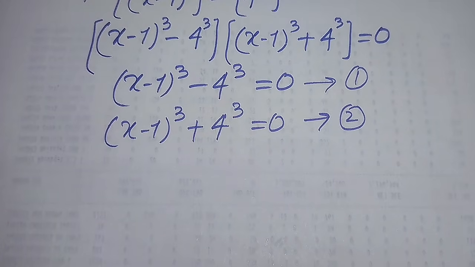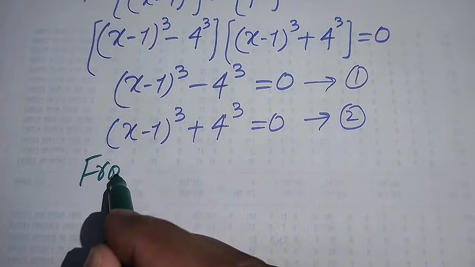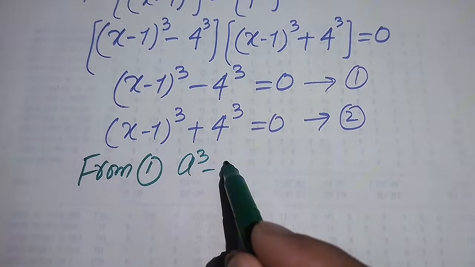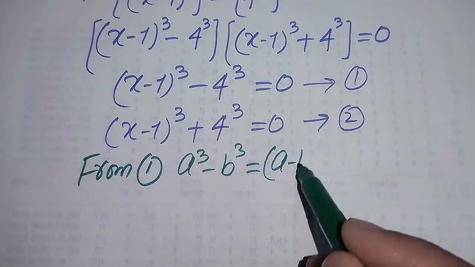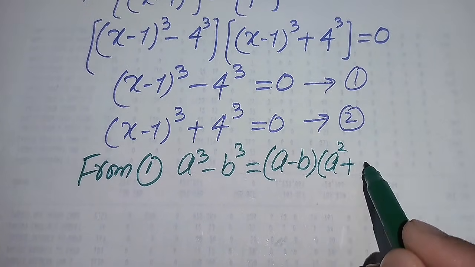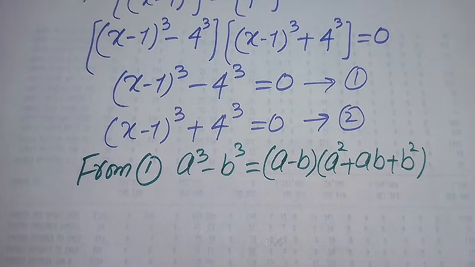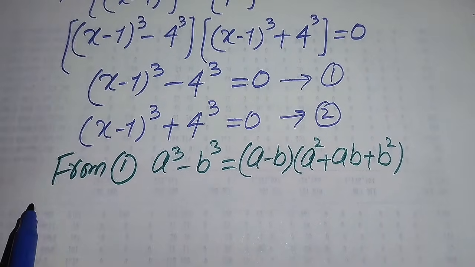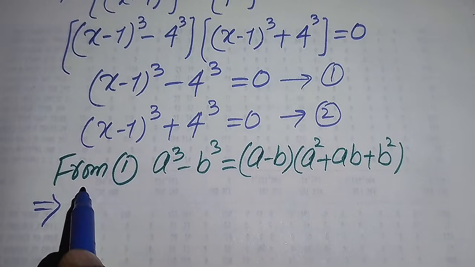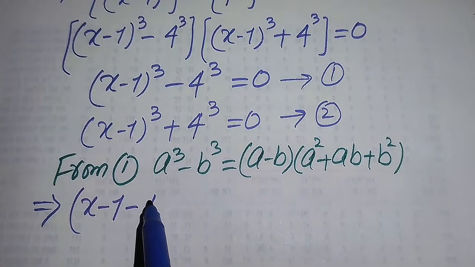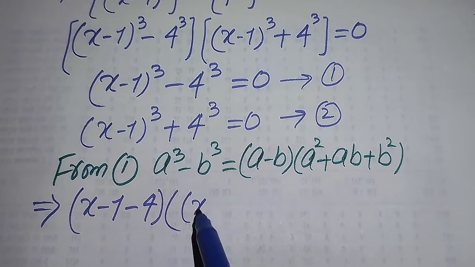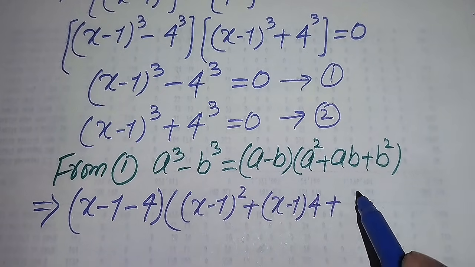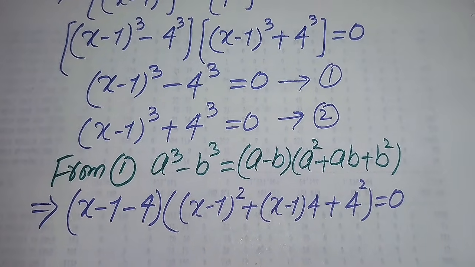So we need to solve both of these two equations, and first we need to focus on equation number 1. In equation number 1 we apply this nice cubic formula. You know about that. If we have a³ − b³ = (a − b)(a² + ab + b²). So after applying this cubic formula to equation number 1, it will be written as: first you have a − b, the value of a is x − 1 minus the value of b is 4, into a² where a is (x − 1)², plus ab where a is x − 1 and b is 4, plus b² so b² is 4², and this whole equation is equal to 0.